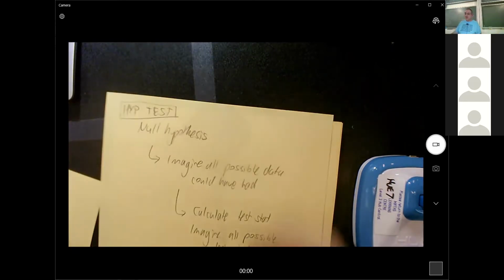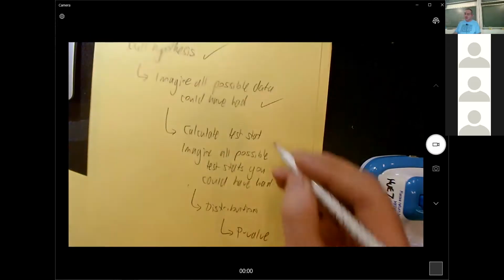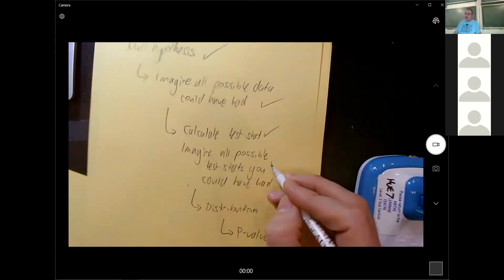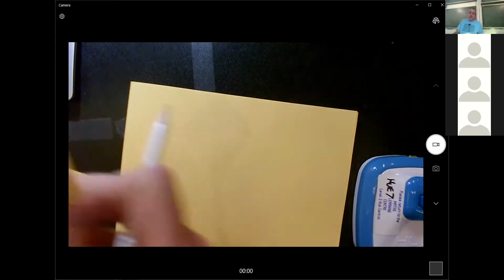Okay, so I've done the part where I imagine all of the things that could have happened. So I did this bit, I did this bit, I did this bit, and I did this bit. So that's where I am. Now I need to figure out the p-value, which is a comparison between what did happen to all the things that could have happened.